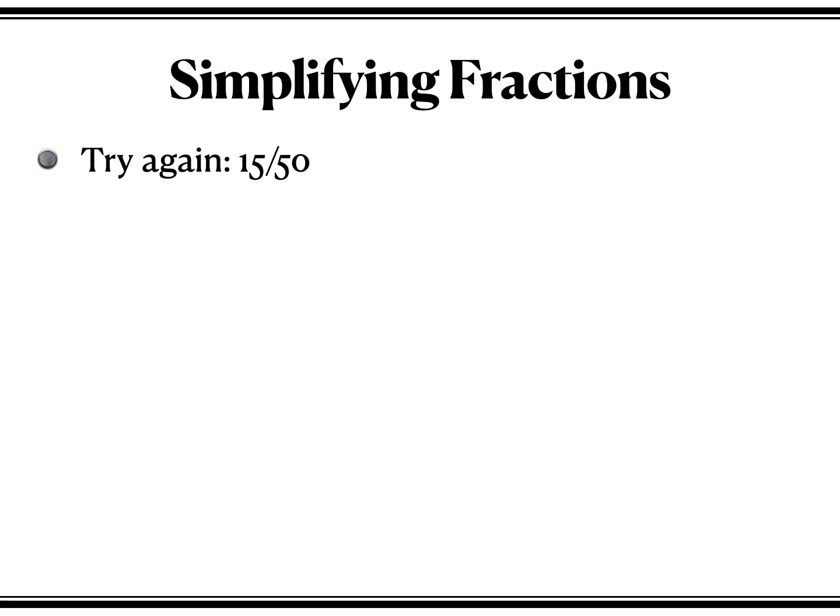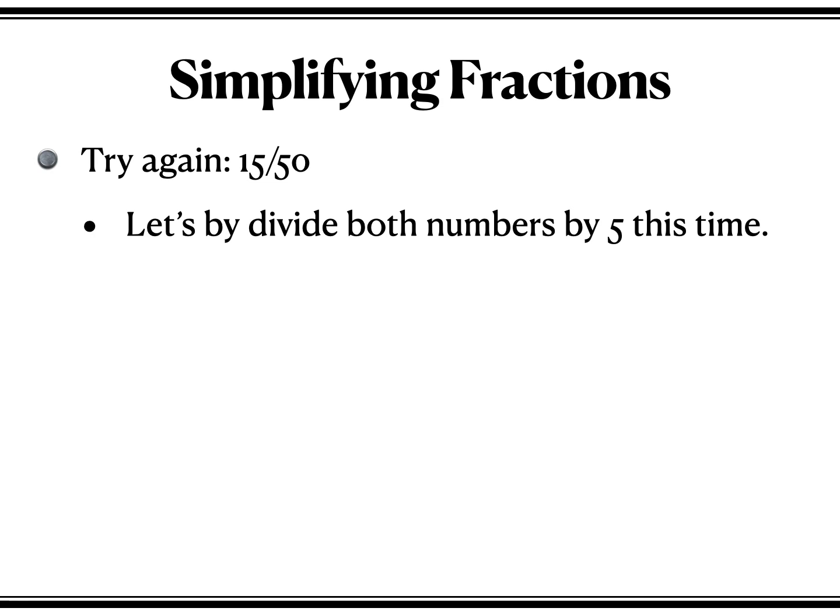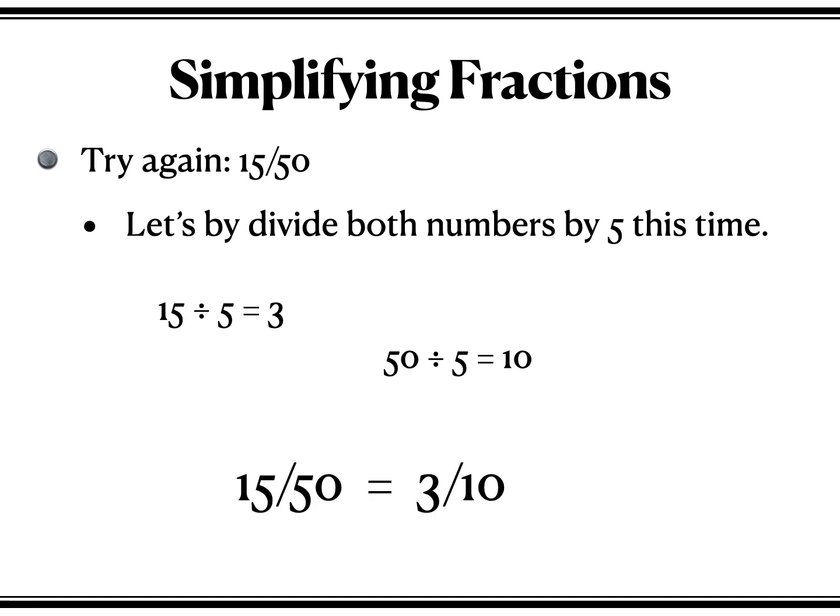So 15 over 50. Oh, look. Both numbers end in either a 5 or a 0. So let's divide both by 5 this time. 15 divided by 5 gives us 3. 50 divided by 5 gives us 10. Look at that. 15 over 50 becomes 3 over 10. And that's already simplified.